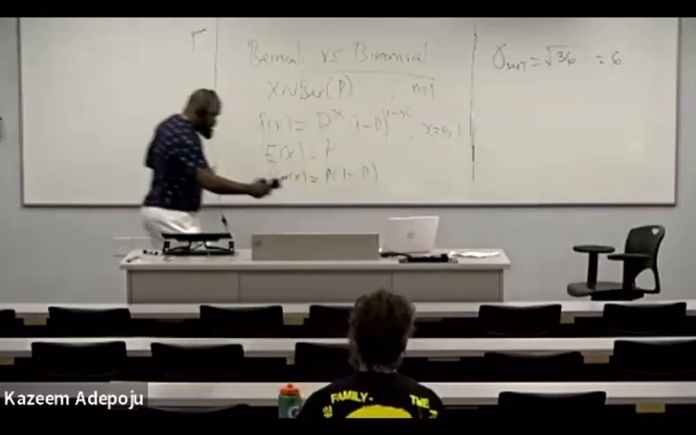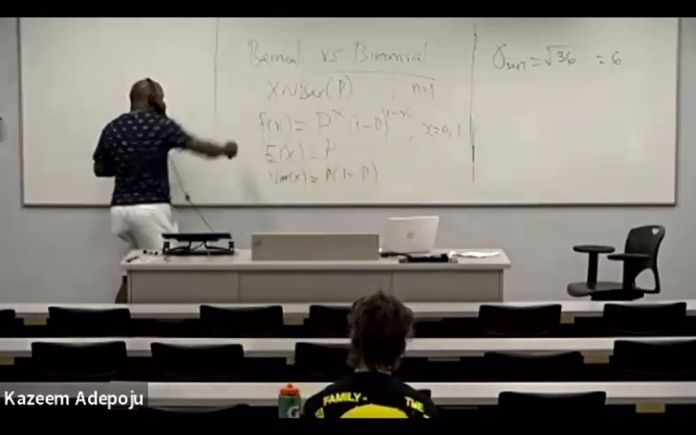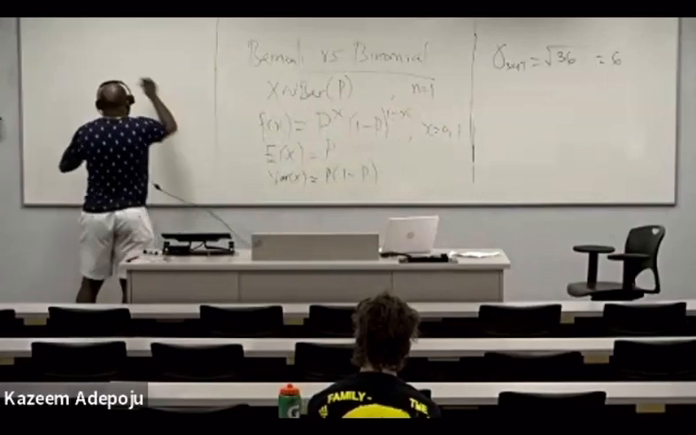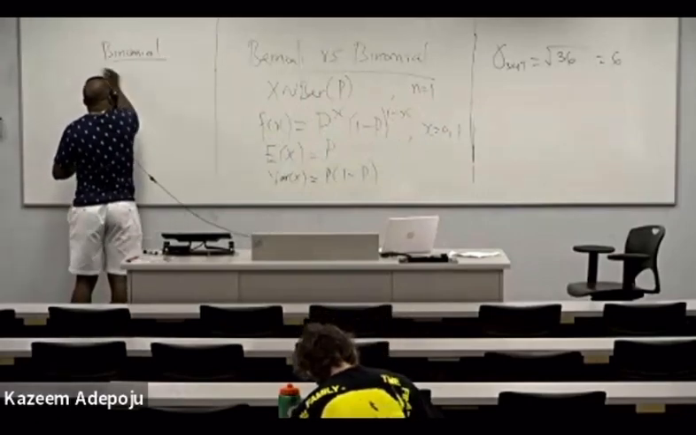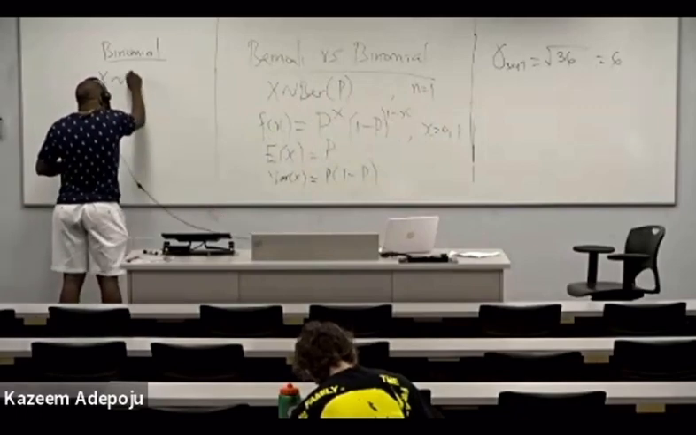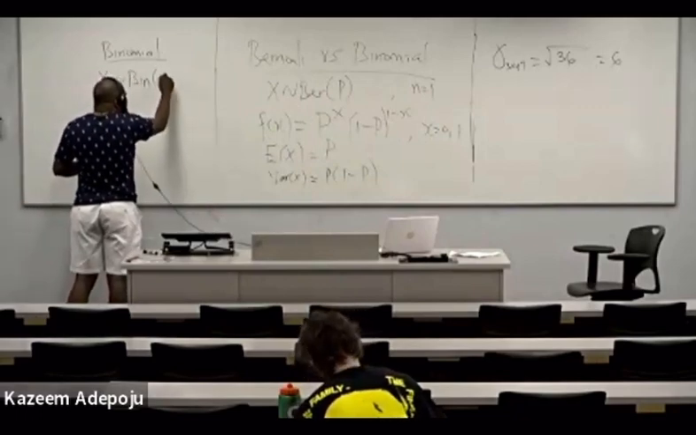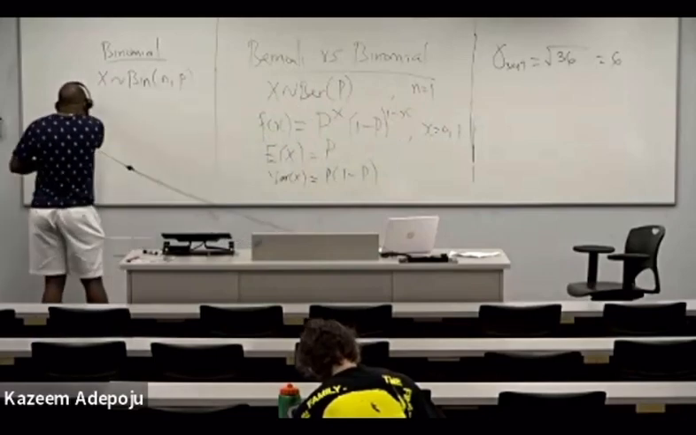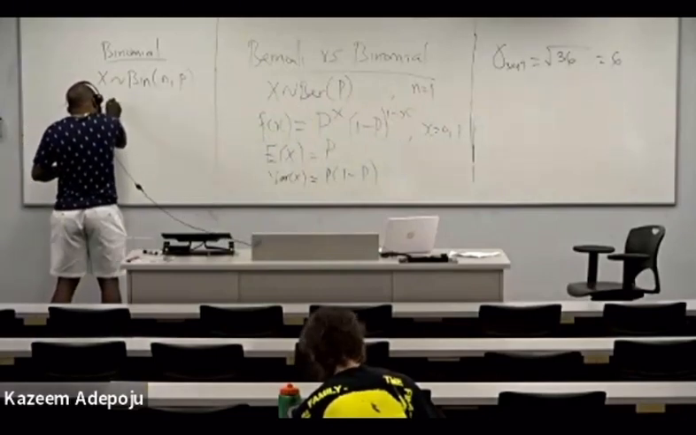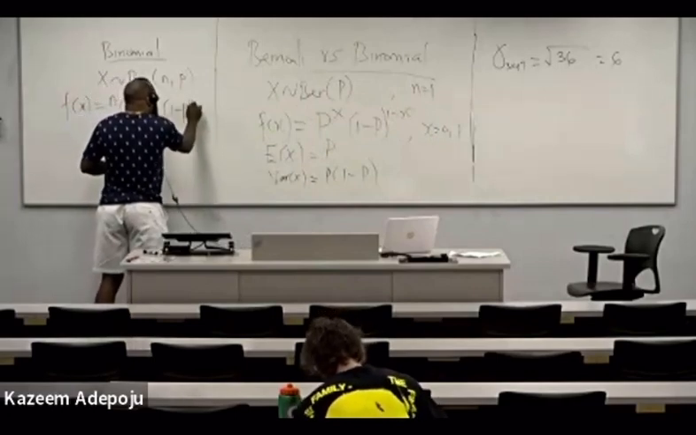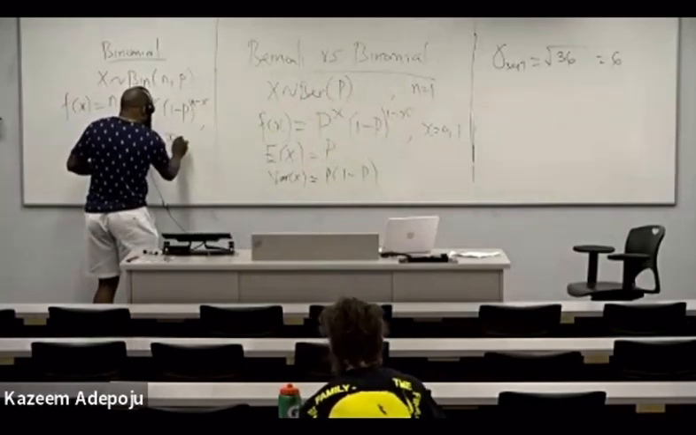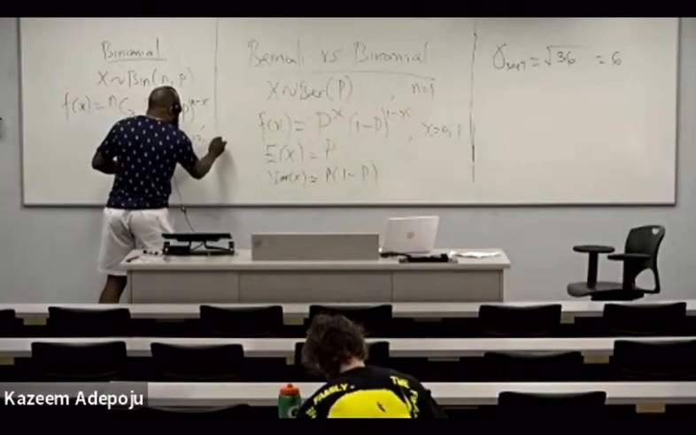Now, the next thing I want to do is go into binomial. For the binomial distribution, X follows binomial with parameters n and p, f of x equals n combination x, p raised to power x, 1 minus p raised to power n minus x, and the state space is going to be 0, 1, 2 until n.